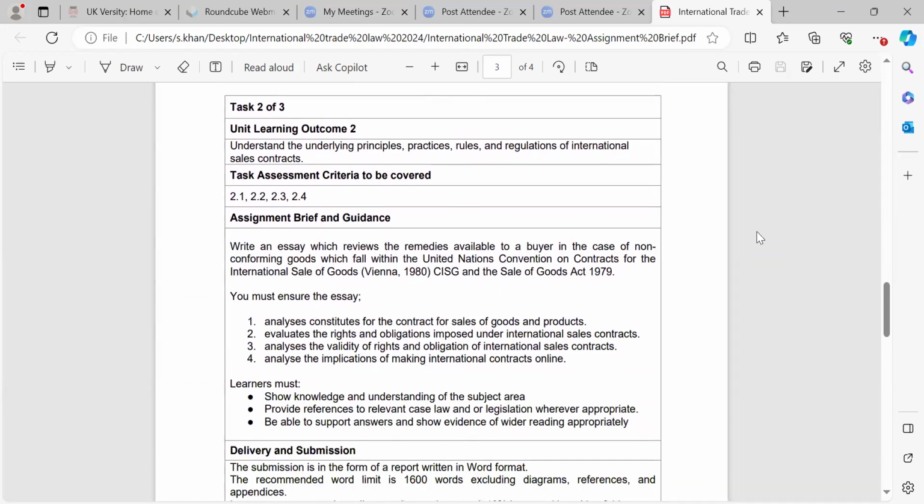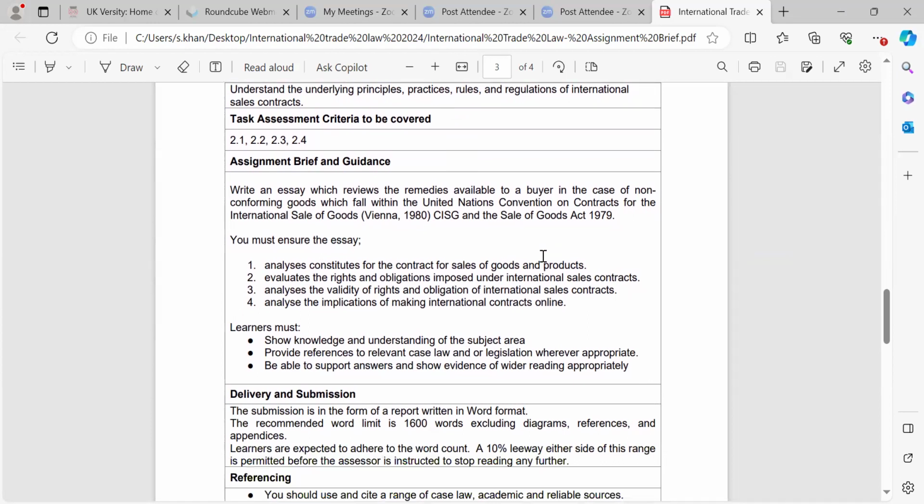Task 2, and this is unit learning outcome 2: understand the underlying principles, practices, rules, and regulations of international sales contracts. Task assessment criteria covered 2.1, 2.2, 2.3, and 2.4. Assignment brief and guidance. Write an essay which reviews the remedies available to a buyer in the case of non-conforming goods which fall within the United Nations Convention on Contracts for the International Sale of Goods, Vienna, 1980, CISG, and the Sale of Goods Act, 1979.